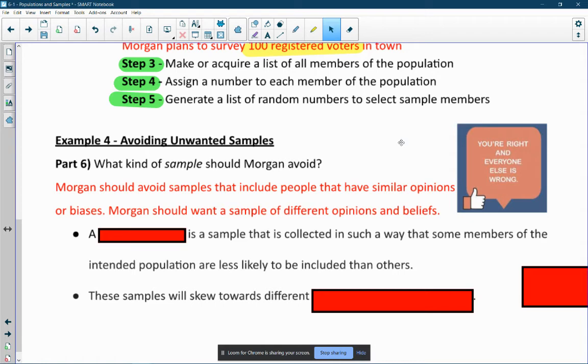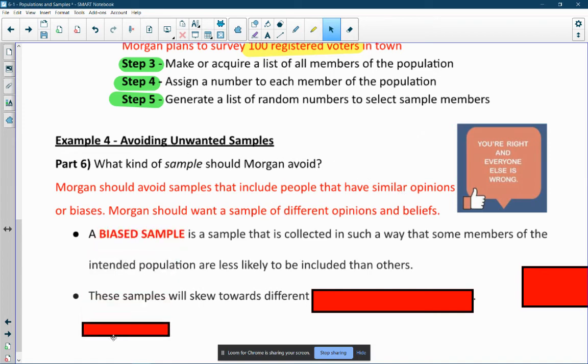If we go back and look at my example of asking what the favorite song was, if I just asked all of the students in my 8th period class, they're all the same age, they're all in the same class, they're all in the same grade, you guys might have a similar opinion, compared to if I asked a 12th grade class. They might have a different opinion. So your opinions and beliefs are going to be different than theirs. If I just ask you guys, you might be biased towards one thing. So we want to ask as many people as possible so we do not have bias.